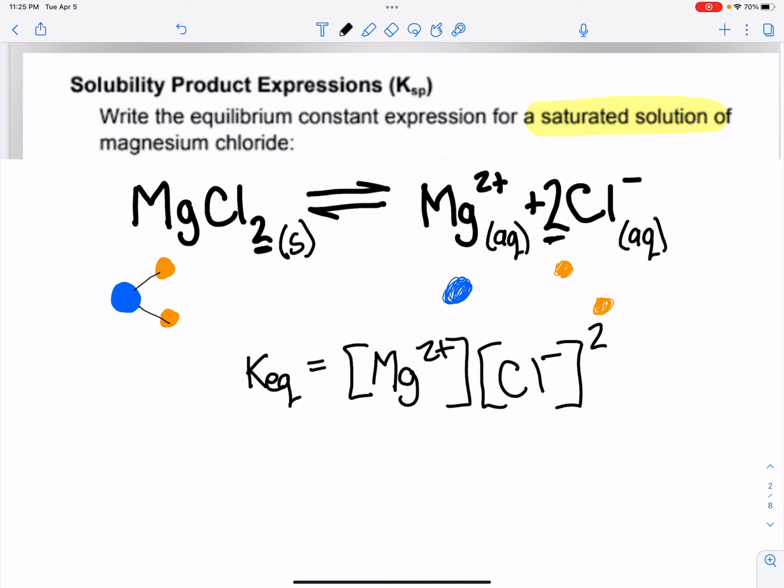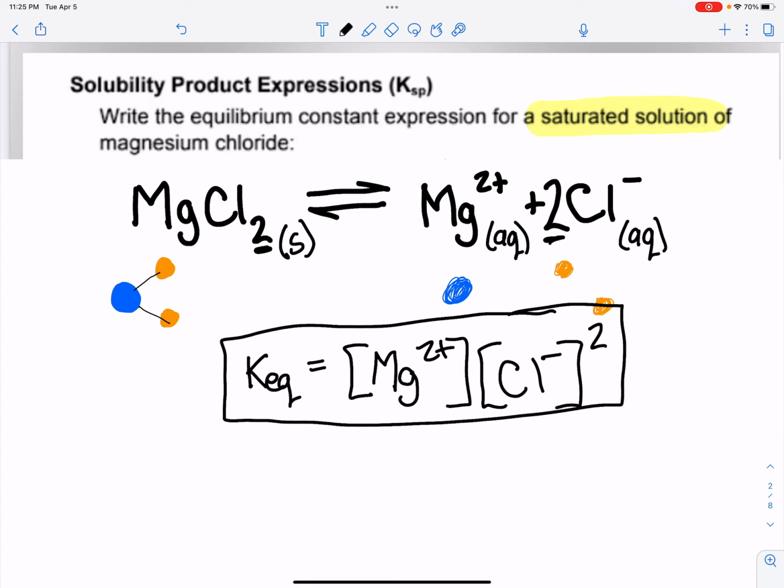So the coefficients become a power. And usually we're going to take this divided by the reactants, but because my reactant is solid, I'm going to leave it out. So my KEQ expression just becomes the two multiplied by one another. And because we have a very special scenario, we're talking about solubility all the time, you'll notice that these are multiplied. In other words, it's a product of those two multiplied. We call it a solubility product expression.